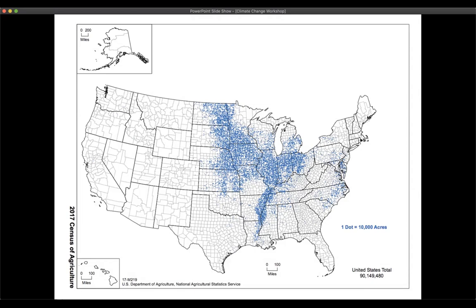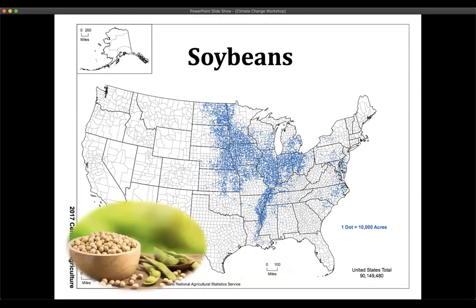Yes, there it is. Okay, this one's a little bit tricky because this map is actually soybeans, but a corn map would look very, very, very similar. So if you put soybeans or corn, you've got the idea, but this technically is soybeans.